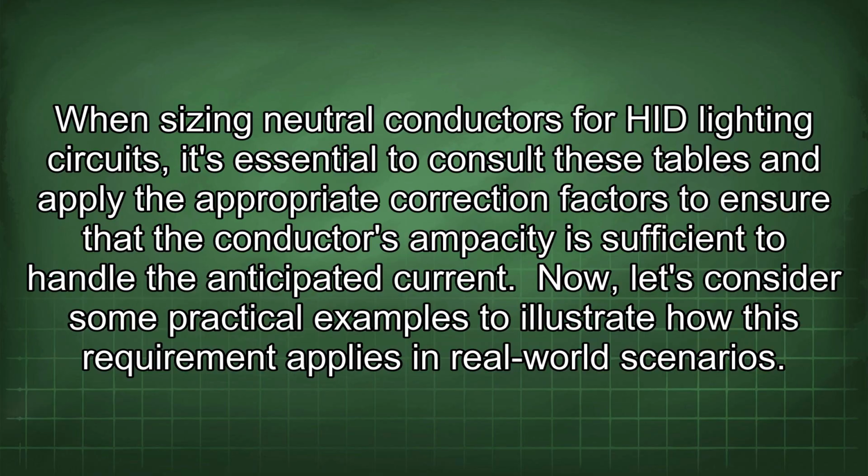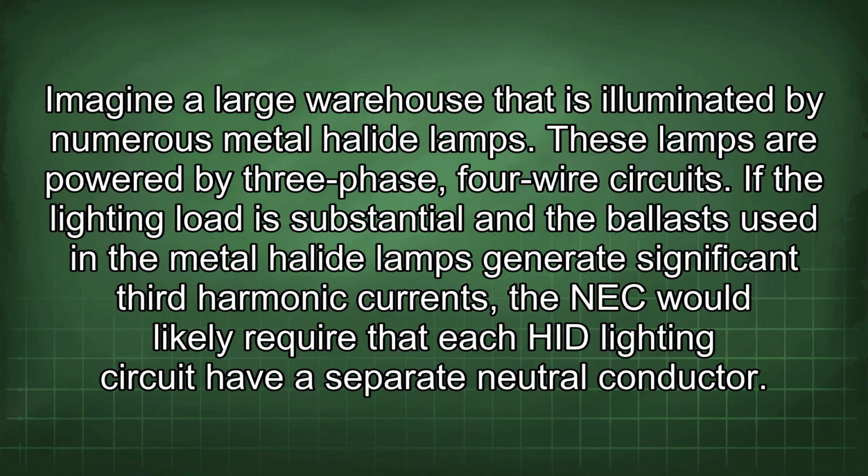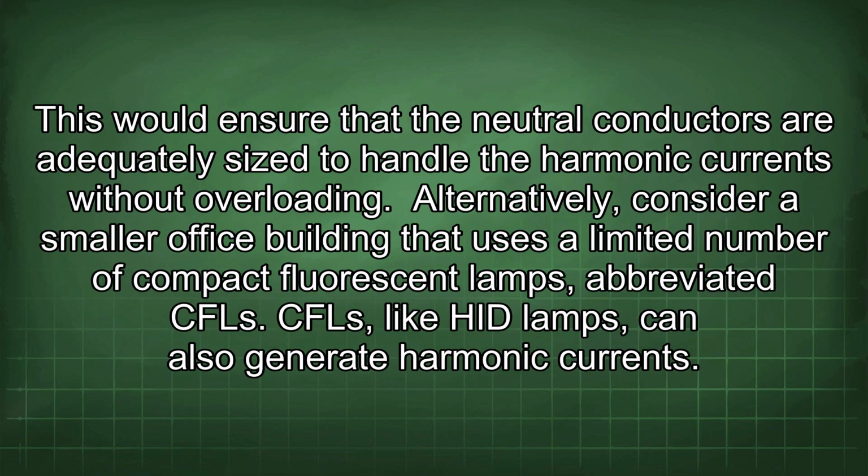Now let's consider some practical examples to illustrate how this requirement applies in real-world scenarios. Imagine a large warehouse that is illuminated by numerous metal halide lamps. These lamps are powered by three-phase, four-wire circuits. If the lighting load is substantial and the ballast used in the metal halide lamps generates significant third harmonic currents, the NEC would likely require that each HID lighting circuit have a separate neutral conductor. This would ensure that the neutral conductors are adequately sized to handle the harmonic currents without overloading.